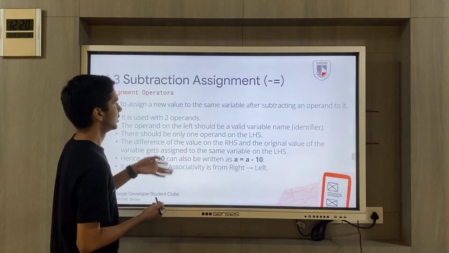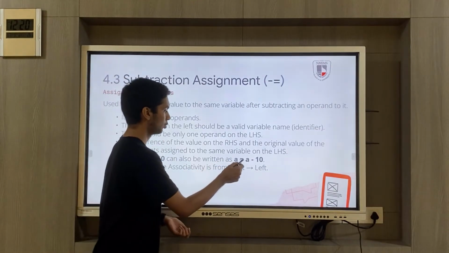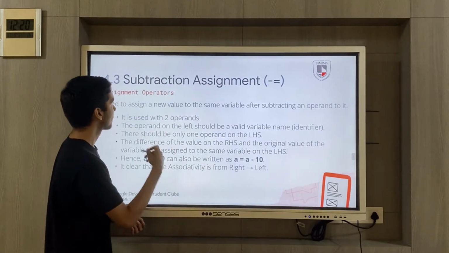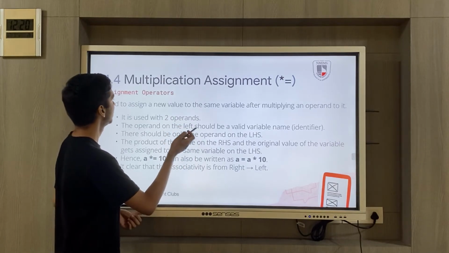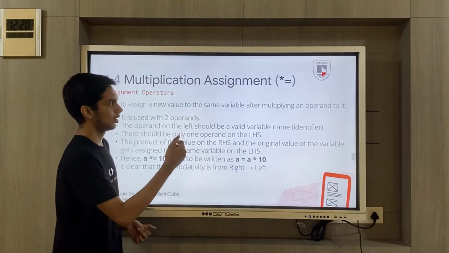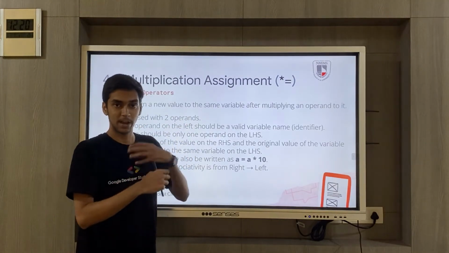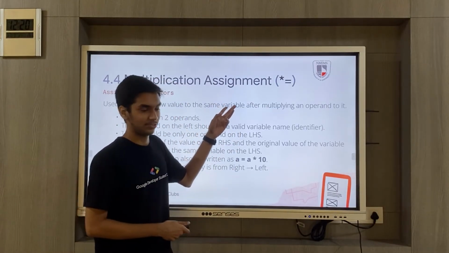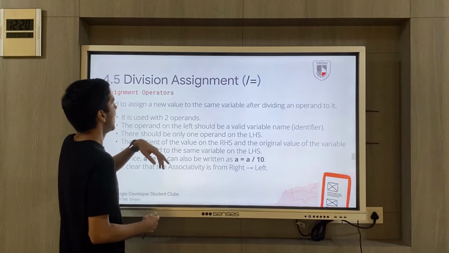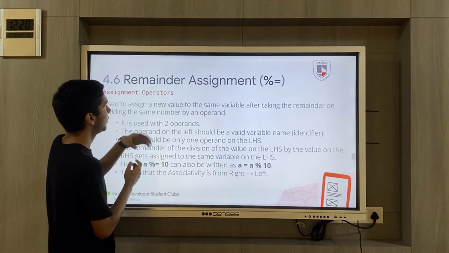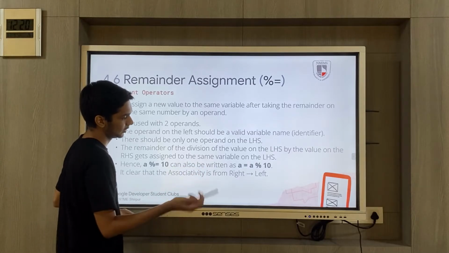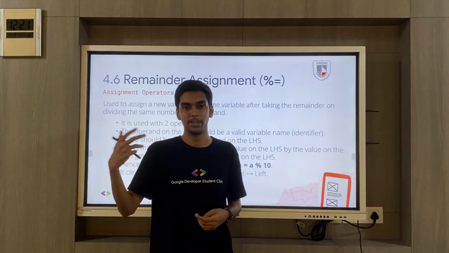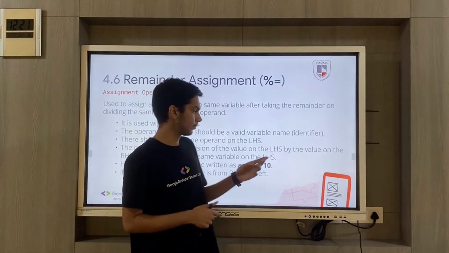Now we have subtraction assignment, which is just the same. If we want to subtract some value and store it in the same variable, we can use a minus equal to 10. Similarly, we have multiplication assignment, and it is just the same. If you want to multiply the value in the variable by something and store the result in that variable only, we use multiplication assignment. Then we have division assignment, and after this, modulus or remainder assignment. Same thing: if we have 5 in a variable and we want the remainder of 5 divided by some number, say 2, and store it in that variable only, we use this.